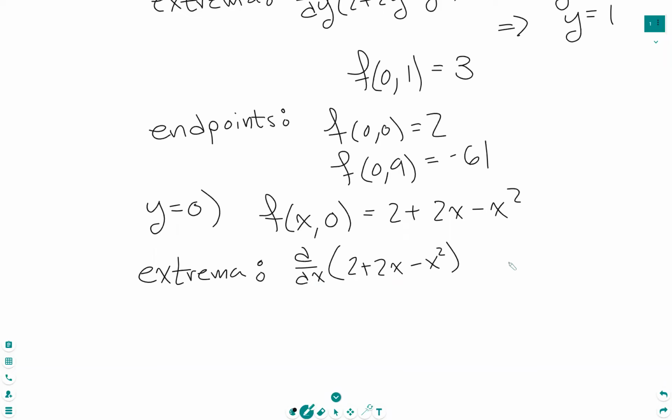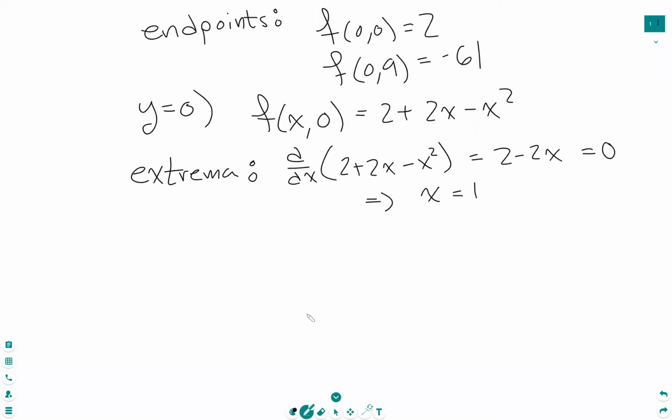This just gives me 2 minus 2x, and I need this to be equal to 0. So that means that x is equal to 1. Okay, well, let's go ahead and plug in that point and see what value it takes. So we plug in x is equal to 1, y is equal to 0. We plug that in and we get 3. So it doesn't look like it's our absolute min or max, but we had to check.